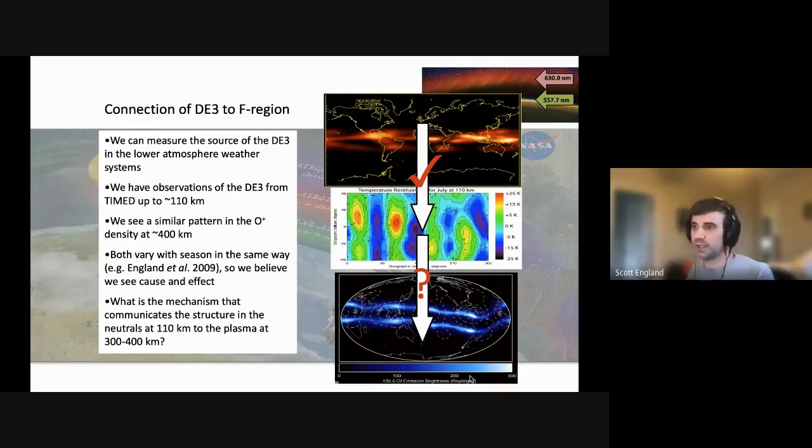What wasn't quite clear was what was this mechanism, how, right? Because we had good observations up to just below this dynamo region, and then some observations high up, and we were missing some of the observations throughout the dynamo region, throughout this middle thermosphere where we think these ions are being produced, where we think they're being transported. And really trying to unpick that mechanism was something we were trying to get at with ICON.